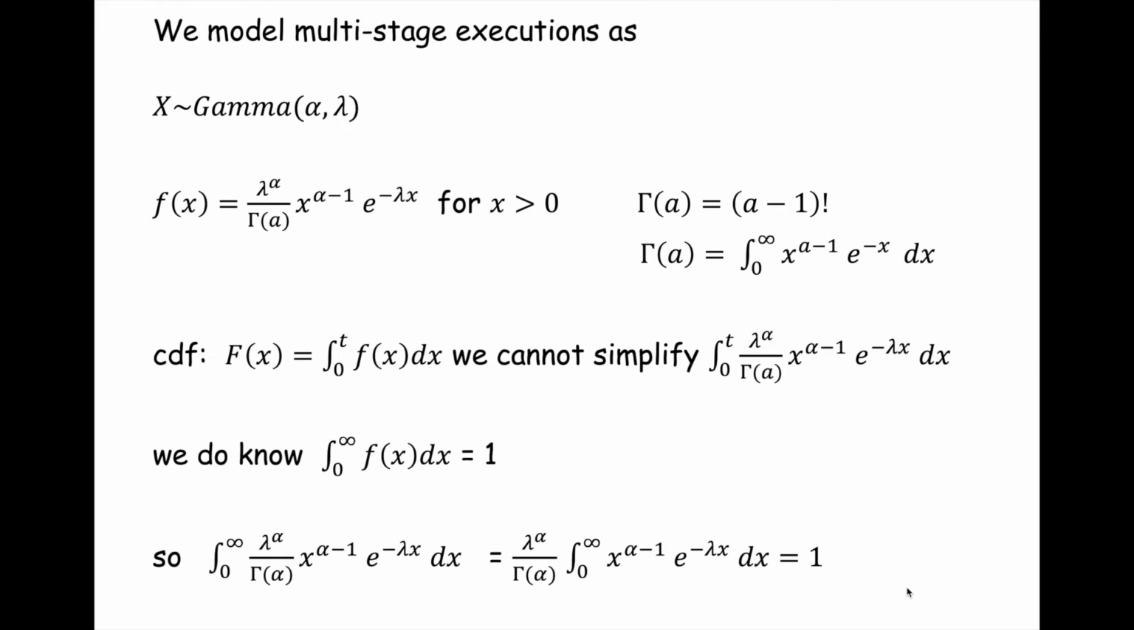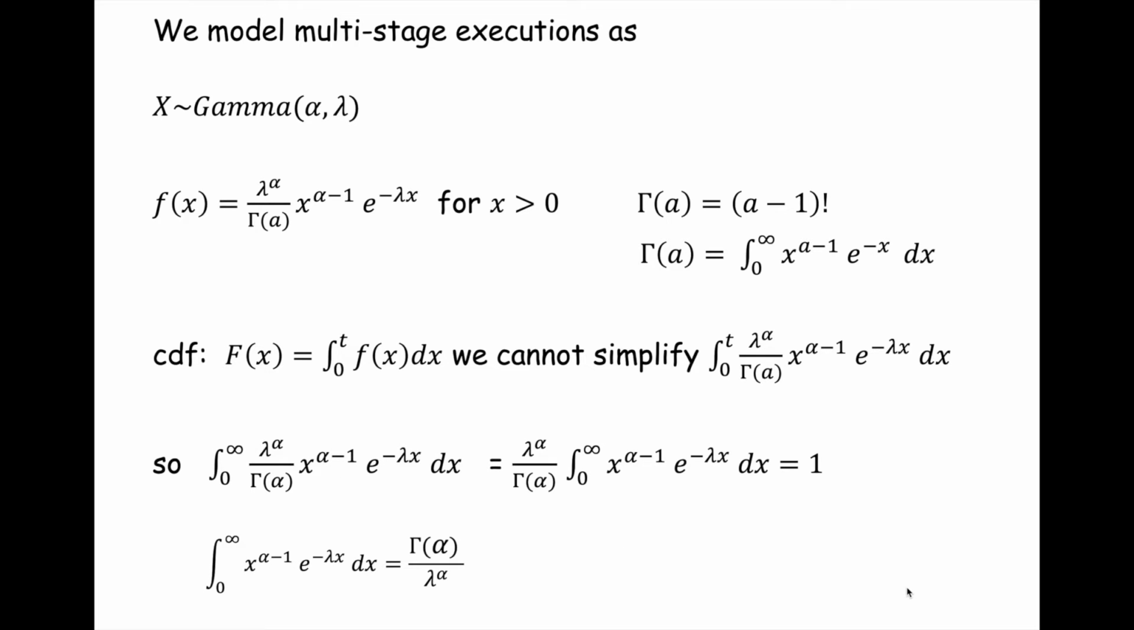So now we have this expression on the left of equality, and 1 on the right. If I multiply both sides by gamma of alpha, the gamma of alpha cancels out. And if I divide both sides by lambda to the alpha, the lambda to the alpha cancels out on the left-hand side. What I'm left with is the integral of x to the alpha minus 1, e to the minus lambda x.